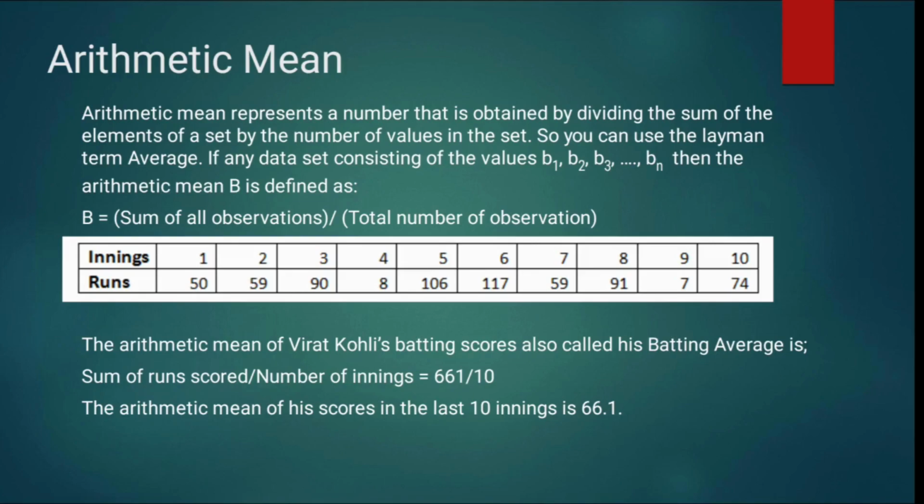So here 10 innings are given and their runs are given. So we will sum up all the runs and it will be divided by 10. The sum of runs scored by Virat Kohli is 661 and it is divided by 10. So the arithmetic mean of his scores in the last 10 innings is 66.1.